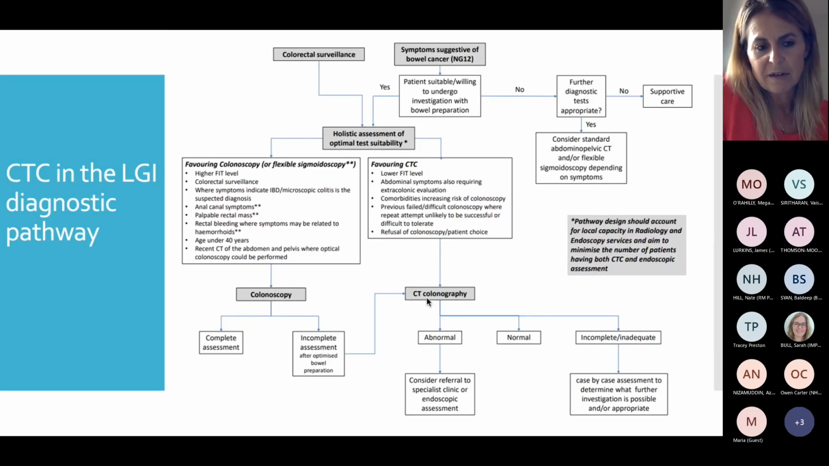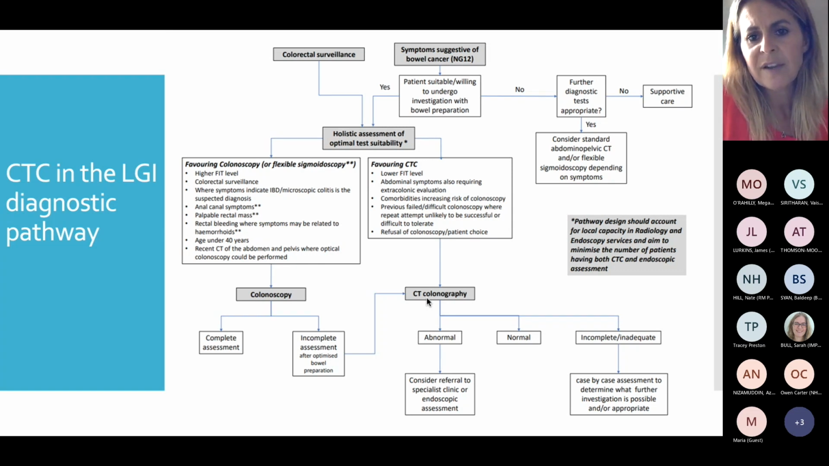This is a very busy slide, but it was just to give you an overview of what's being proposed in terms of how CTC will fit into the lower GI cancer diagnostic pathway, i.e. when might you request a CTC versus when might you request a colonoscopy. And it's really those 2 boxes in the middle. There's no hard and fast rule. It is based around the holistic assessment of the patient and their optimal test suitability. But there are things that would favour a CTC and things that would favour a colonoscopy or a flexible sigmoidoscopy. And they're listed in this box.